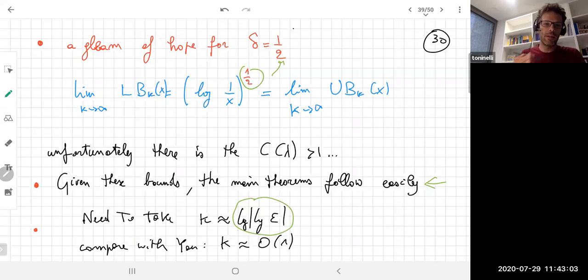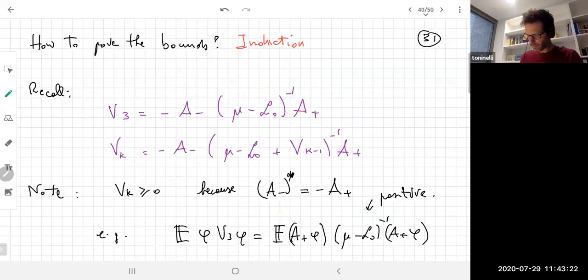While in Yau's iteration, at every step, you improve the power of the log, here in every step you gain a log-log. So there is a very long way to go from a log-log to a square root of log. Okay, so this is a kind of technical comment that you might appreciate if you ever read the paper. Let me try to give at least the idea of how one proves these things.